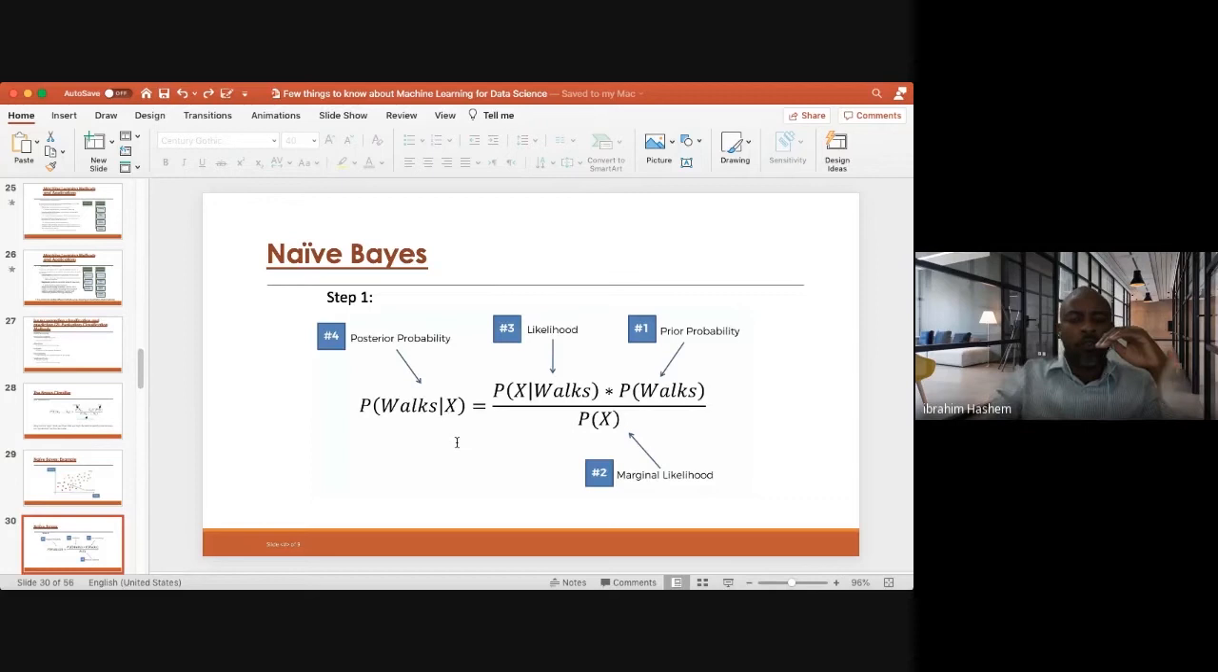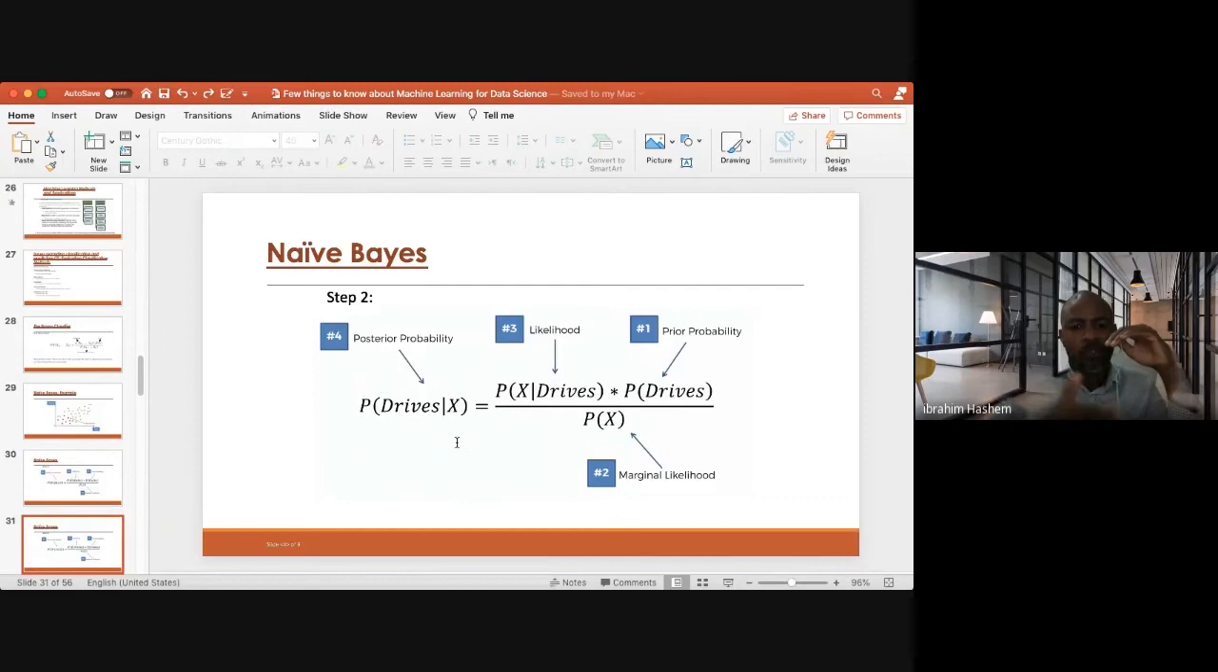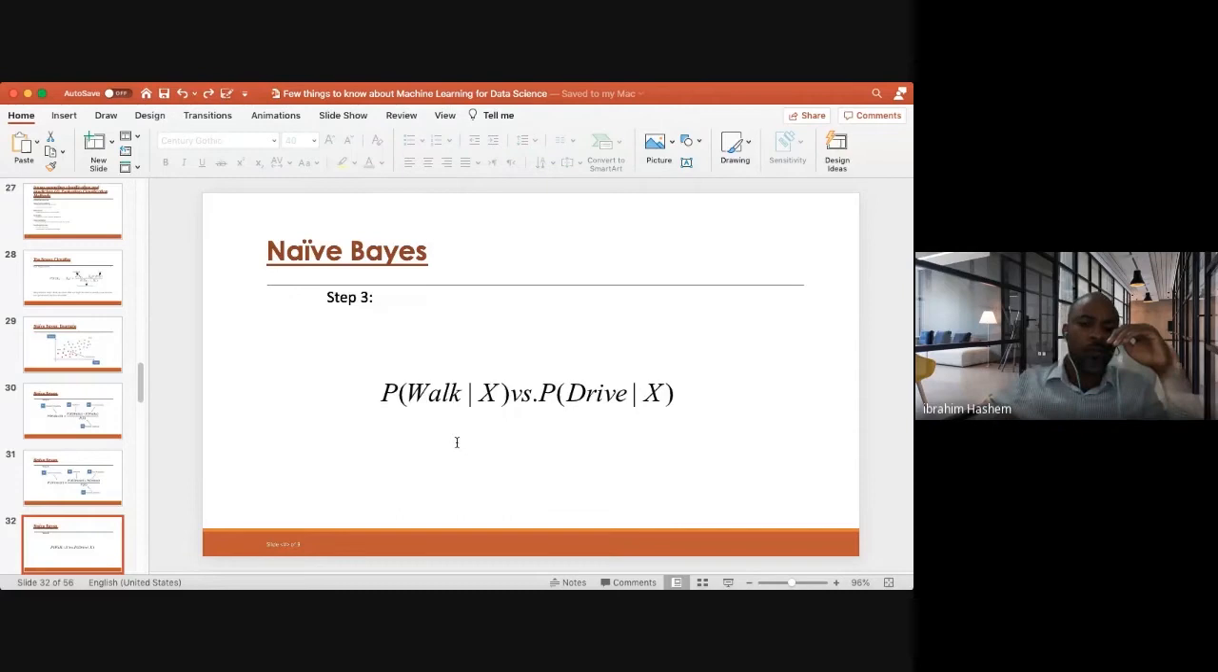So now for the drive, we also calculate the probability of drives given X, and then we compare between these two probability results. The one with the higher probability, we can say that most likely the person will drive or walk to the company. So this is how we will get it later, and we compare. All this will be done later by machine learning algorithms when we apply them to our data, but it's just the intuition behind what we will expect.